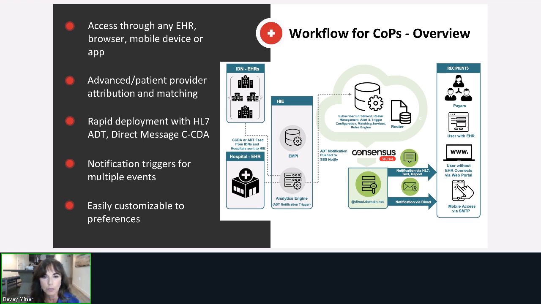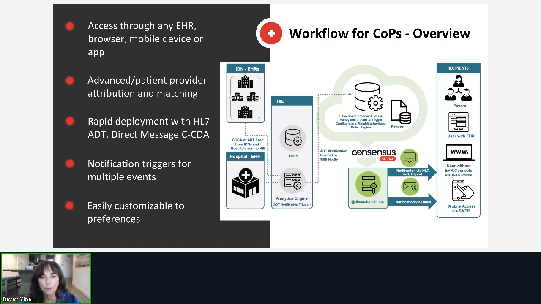But this is for the most part the workflow that we need to focus on for the COPs, for the hospital systems. So you've got the integrated delivery network, so the hospital's EHRs, and that hospital EHR is going to go through an analytics engine for the ADT notification. And what that will do is it matches up through what's called an EMPI, and I'm going to dummy this down a little bit for those that are not really steeped in interoperability technology.